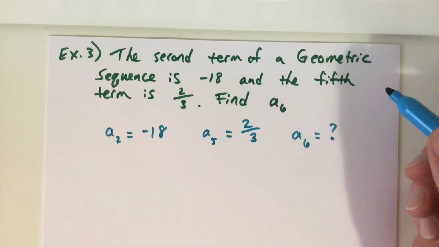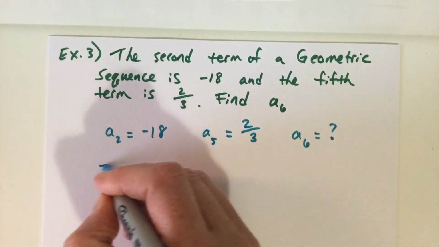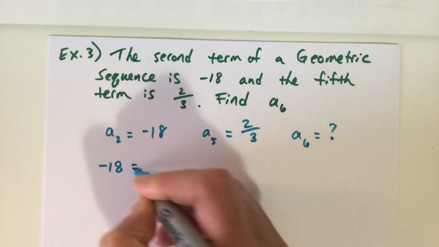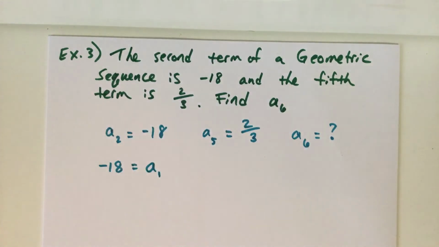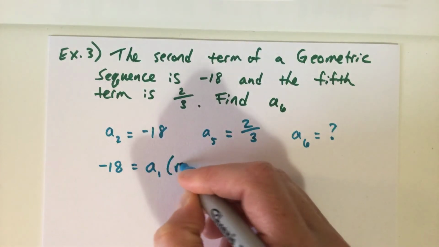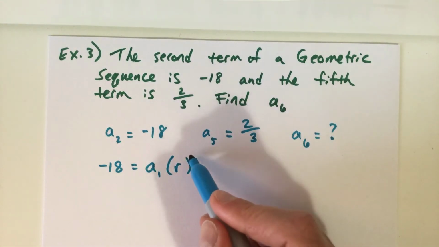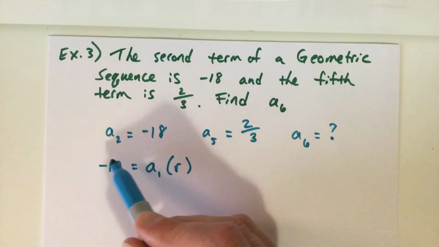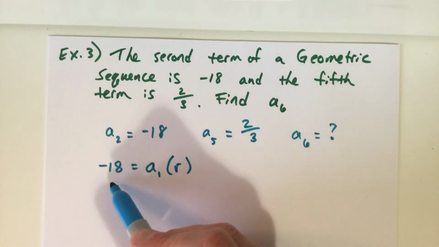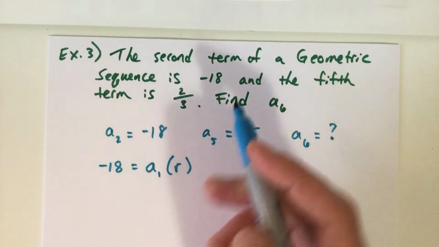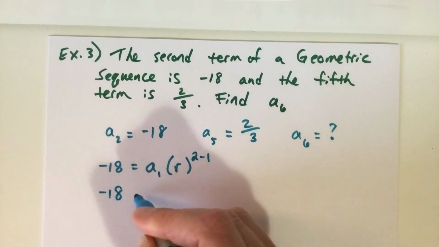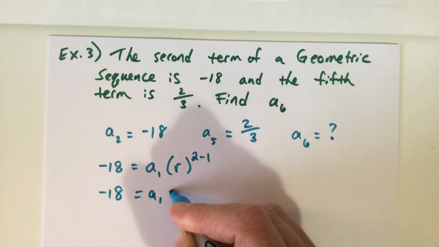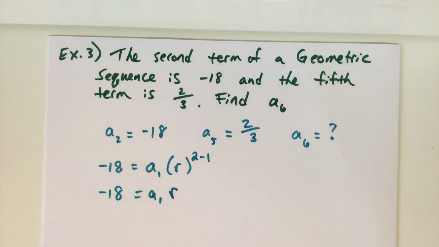So using our formula for the nth term, I'm going to say that negative 18 is our second term. That equals the first term, which we don't know yet, times the common ratio, which we don't know yet, to the n minus 1 power. Well, the value of the term is negative 18 when n is 2. So we can plug in 2 minus 1 right here and simplify. This just becomes r to the first power.